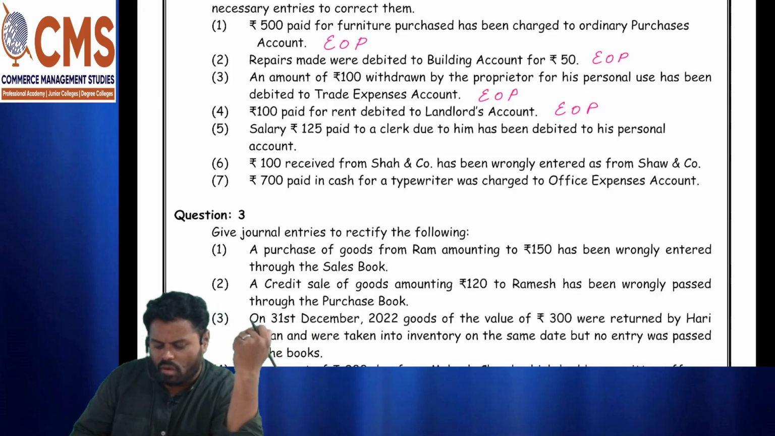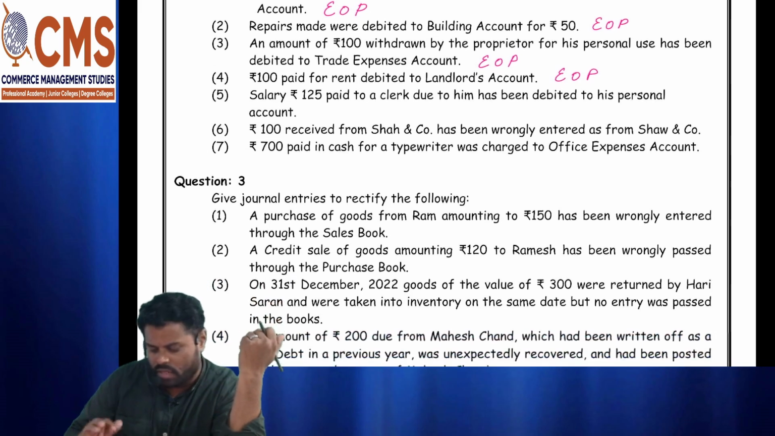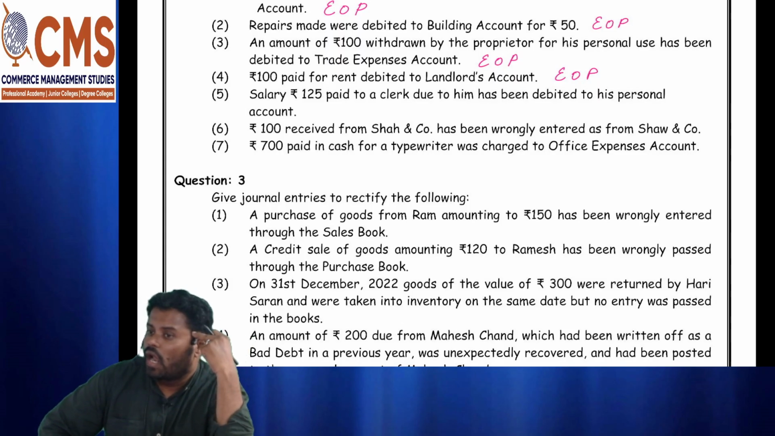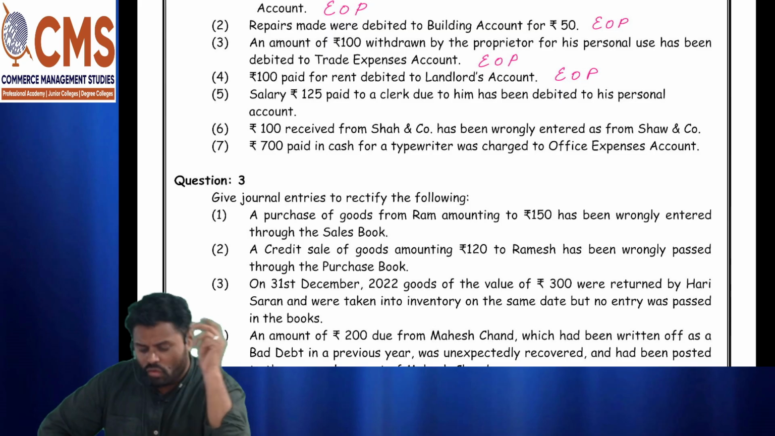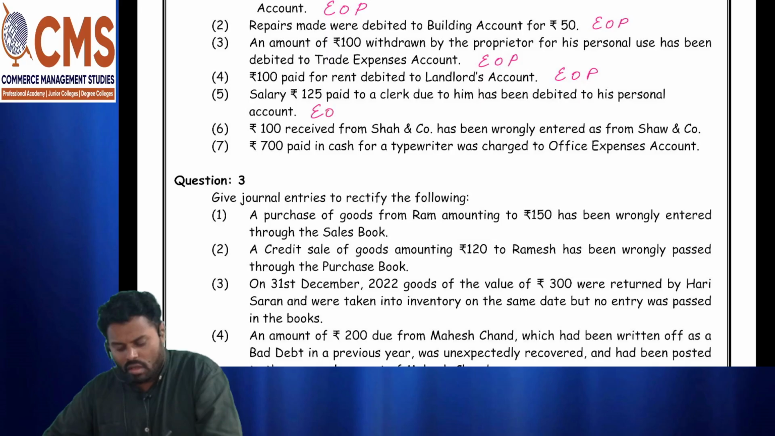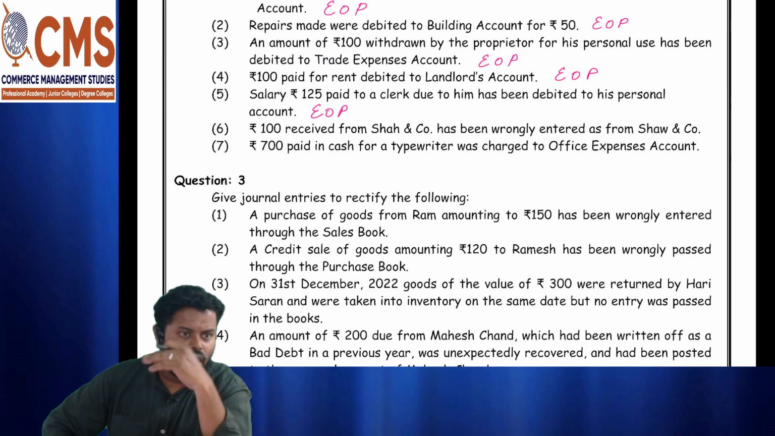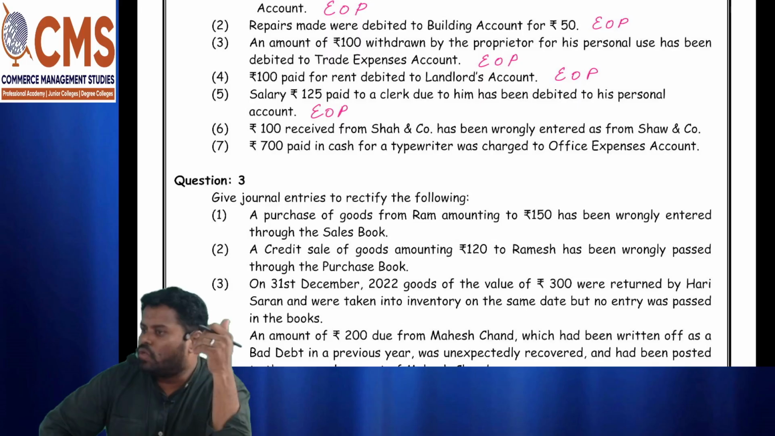They didn't give us the name, or else we would have written the name, right? Next, salary 125 paid to clerk due to him has been debited to his personal account. Error of principle again. What is the correct account? Salary account, but you wrote it as clerk account. Now you will write it as salary account debit to clerk account.